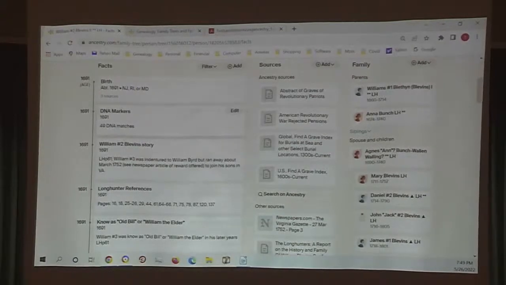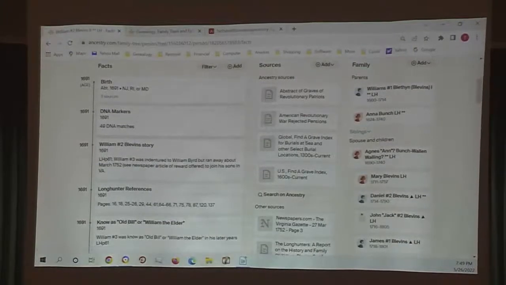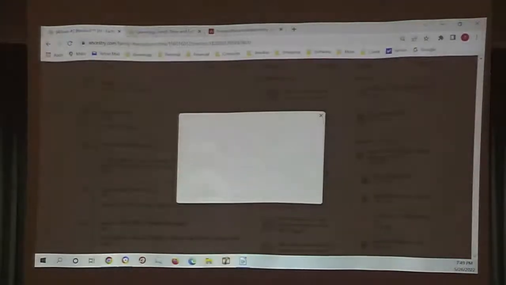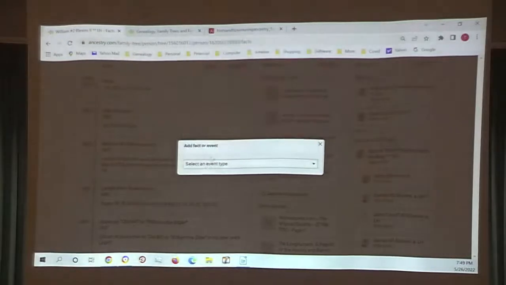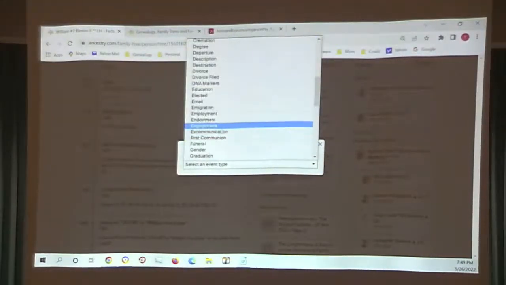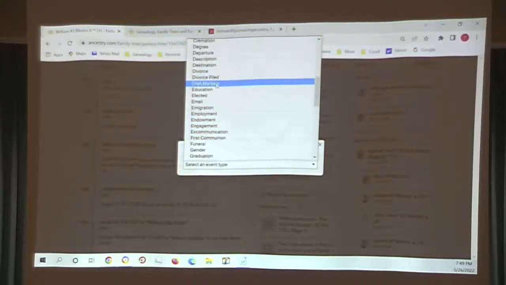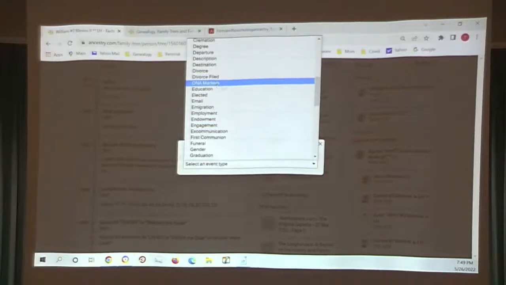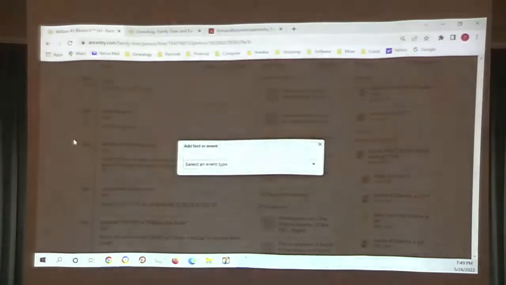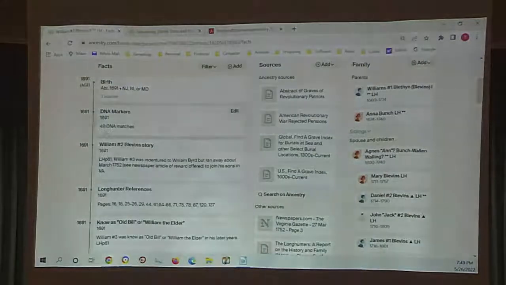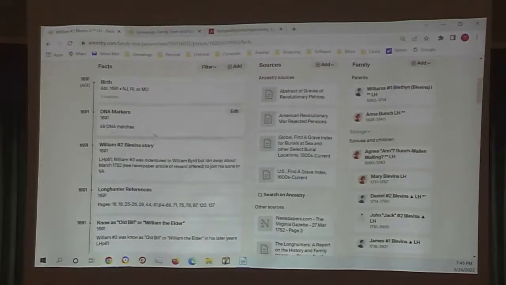And so I use a custom tag or custom fact for that. I also use a DNA marker tag under him. If you go to here, there are tags called DNA markers. So if I come down here, lo and behold, there's DNA markers right there under the facts. And I also use the birth year for that tag because I want it to show up at the top. And I say, okay, there are 49 DNA matches.